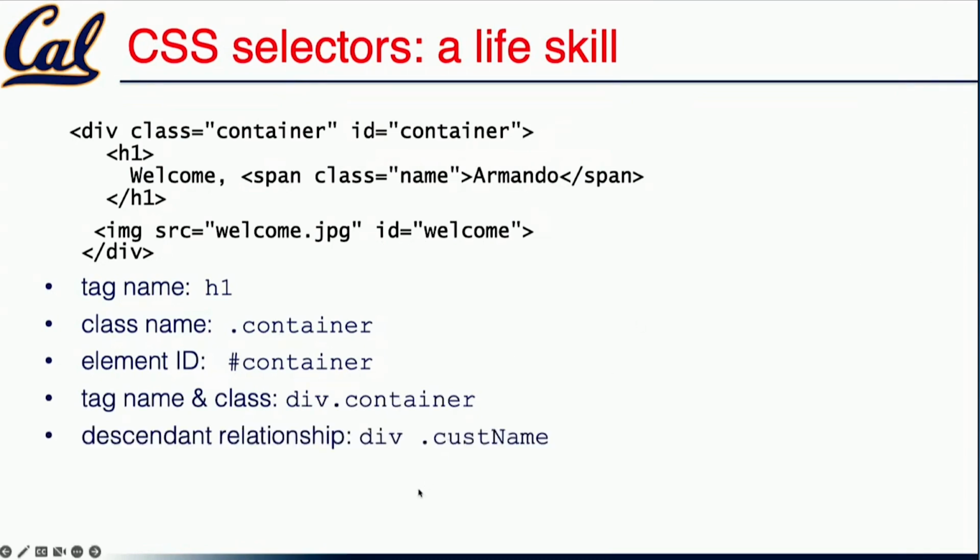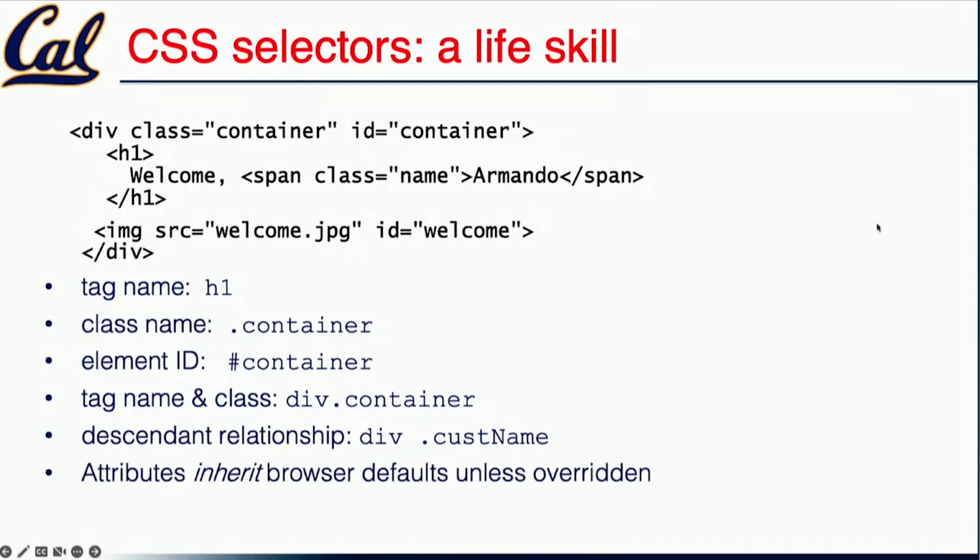Or we could use a descendant relationship. We want to affect any element that has this class, but only if it occurs inside of some div. So kind of a parent-child nesting. And if you don't say anything about an element, the browser has a baseline set of rules that it uses. And the total set of rules for when there are multiple ways to reference an element and different rules that could match at the same time, and which one wins, you don't want to read that.